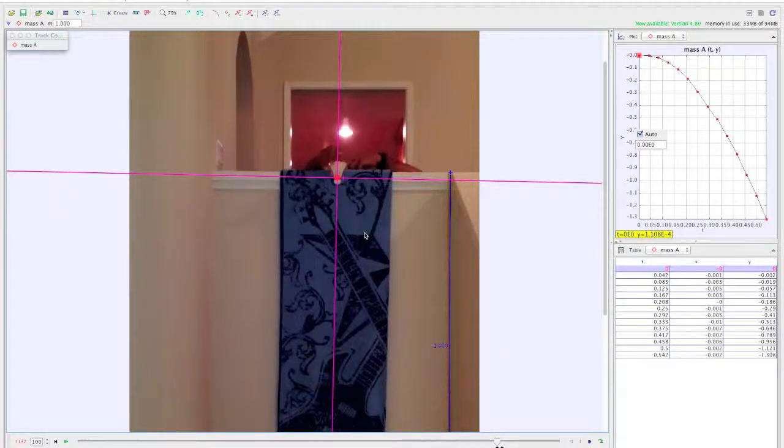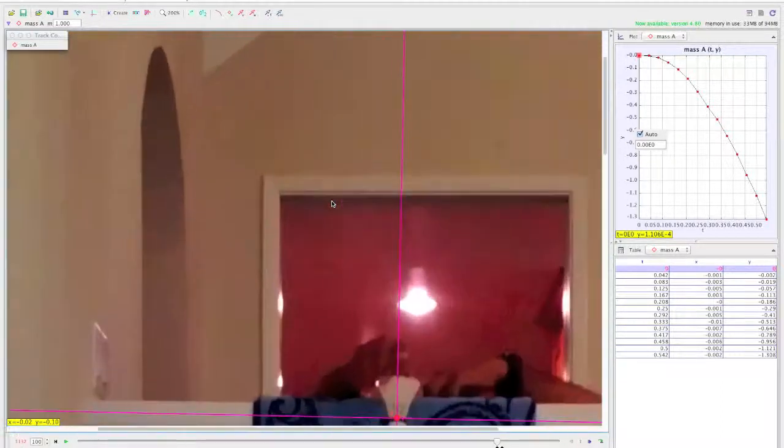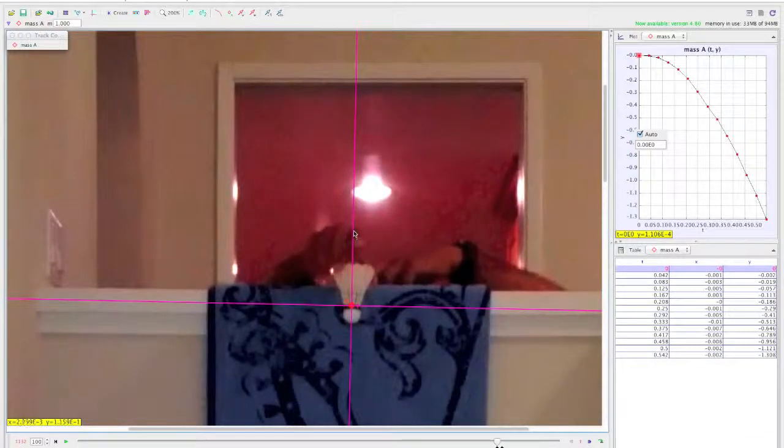The center of the axis is placed in the first frame at the same point as the point mass of the system for that frame, and the axes are rotated to account for the minor tilt in the camera angle.